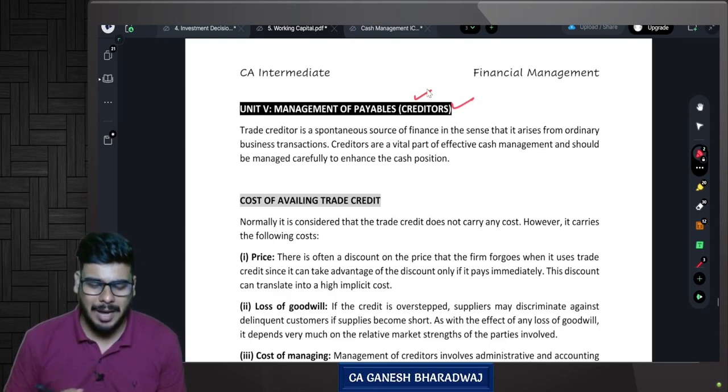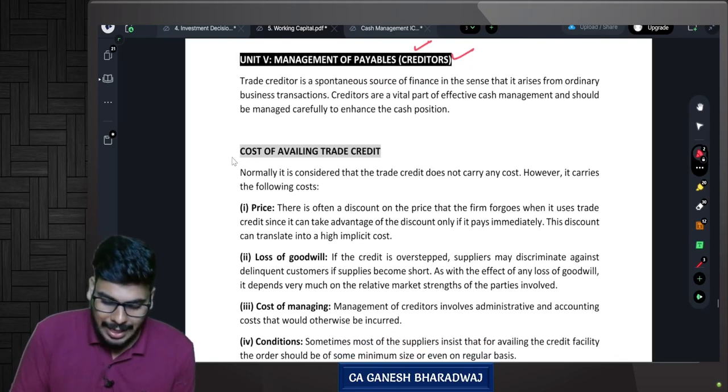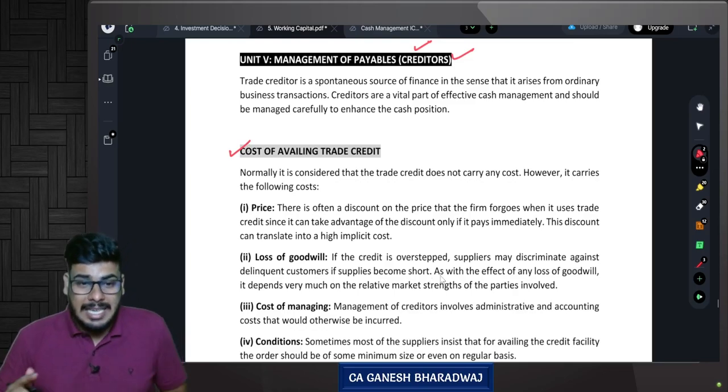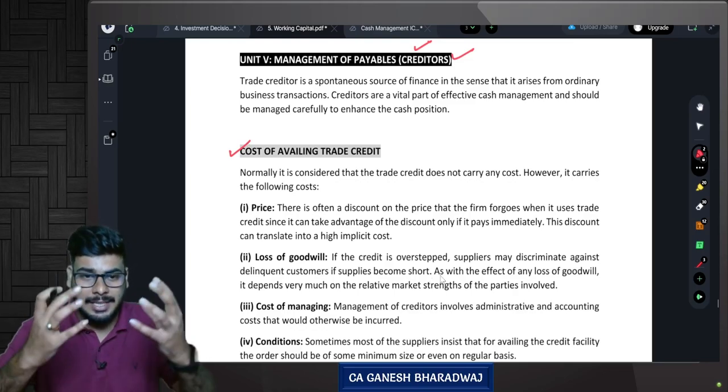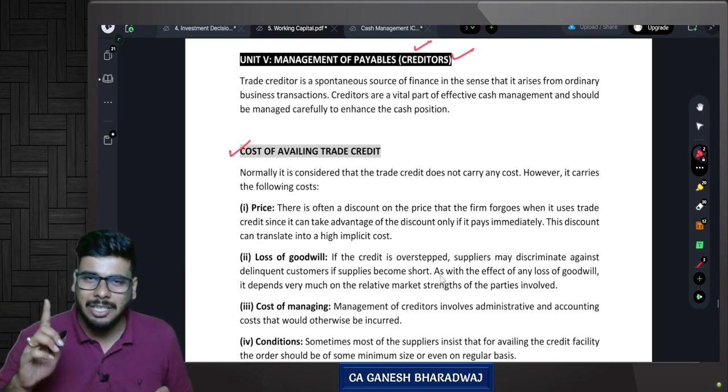Now with respect to management of payables, what is the issue here? What needs to be done here? There are some costs for availing trade credit. If I go for trade credit, that is, if I want to make purchases on credit, it is actually not free of cost.